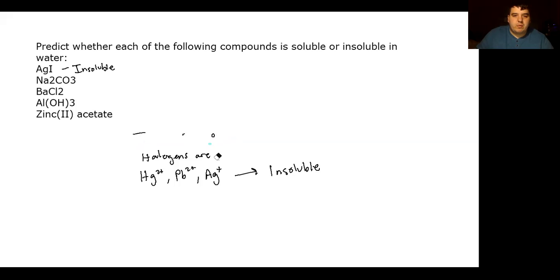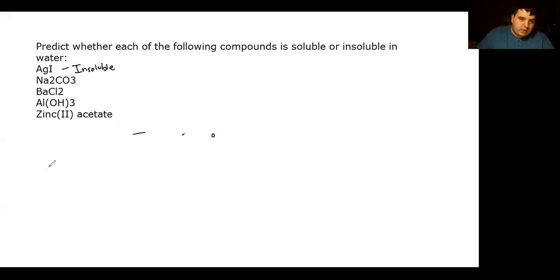Okay, the next example we want to look at is sodium carbonate. That's going to be Na2CO3. And we want to look at these cases again. Now, if we break this apart, we're going to have sodium, and then of course we're going to have carbonate. So now sodium here is a group 1 metal.